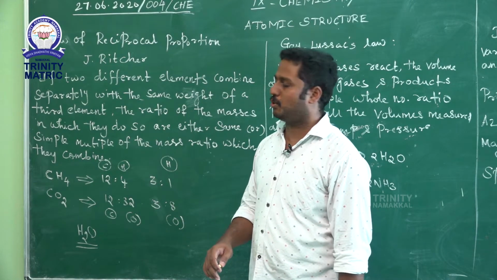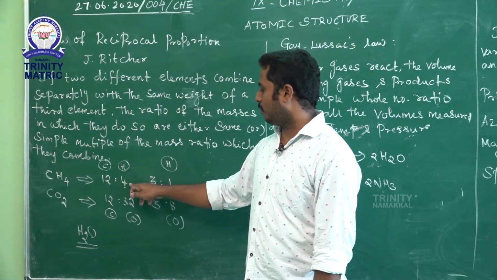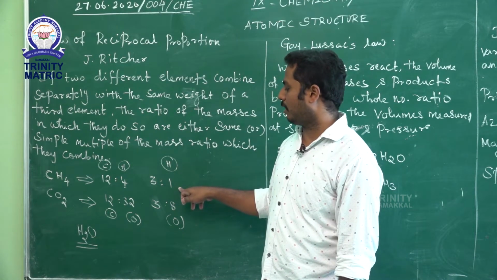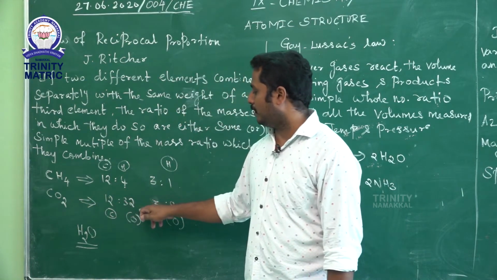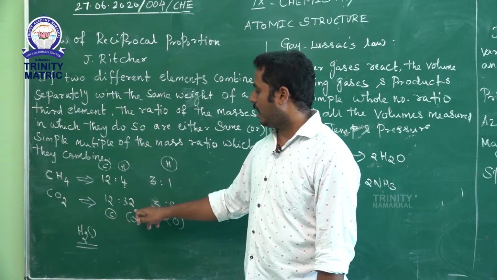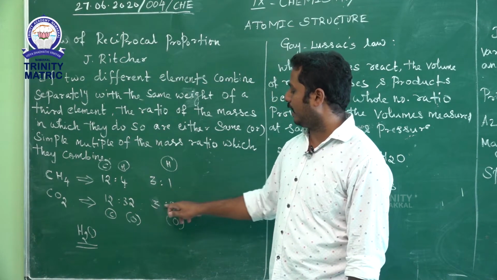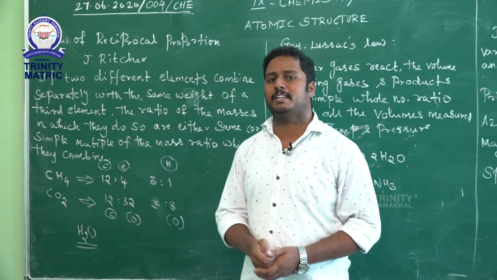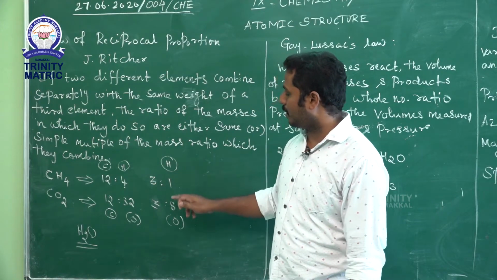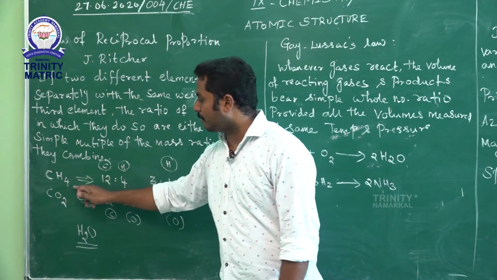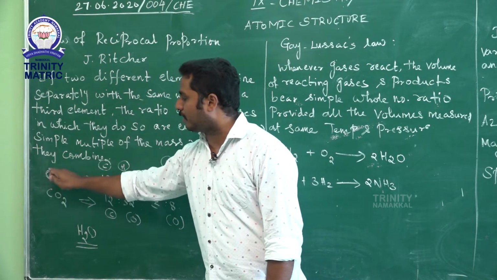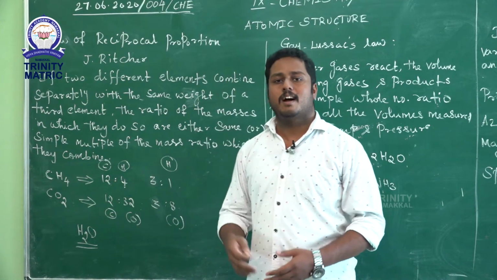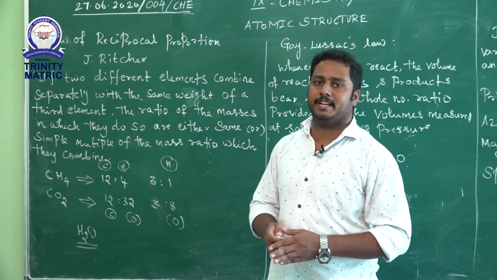What is the simple ratio? 3 fours are 12 and 1 four is 4. So 3 is to 1 ratio. The simple ratio of methane is 3 is to 1. Same for carbon dioxide, the simple ratio. 3 fours are 12 and 8 fours are 32. So 3 is to 8. Now assume the hydrogen and the oxygen both of them combine, in which ratio? The same ratio, because both the elements have combined with the equal weight of the third element. So the hydrogen and the oxygen are similarly combined in the same ratio.